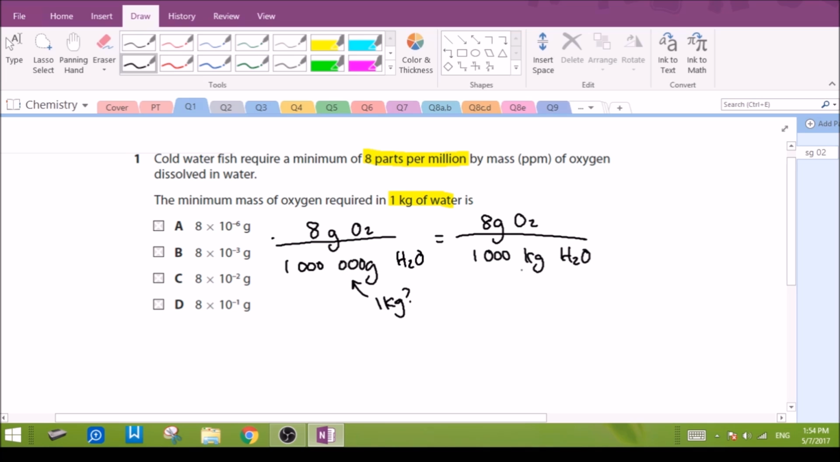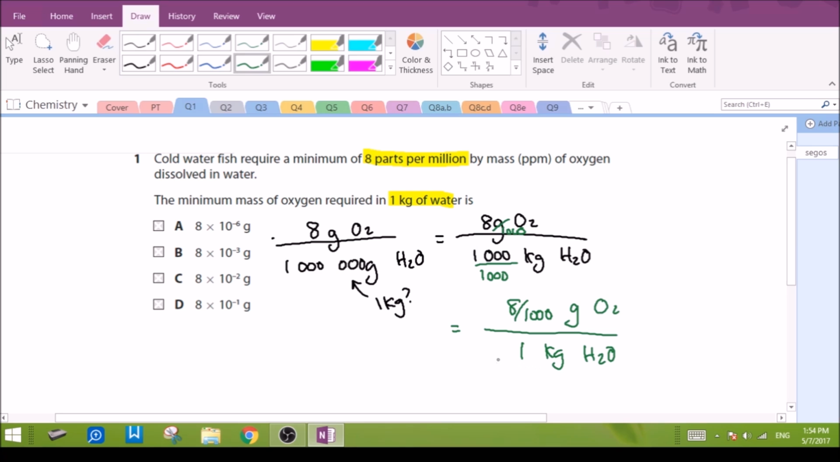And then if we want to change the bottom to 1 kilogram, which is our aim, we have to divide 1000 by 1000. And if we do that to the denominator, we have to do the same thing to the numerator. So 8 divided by 1000. And then we will end up with 8 over 1000 grams of O2 over 1 kilogram of water.